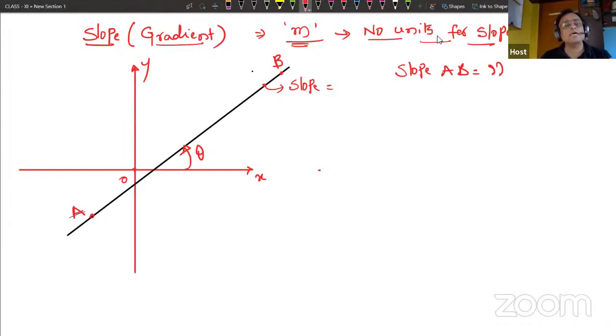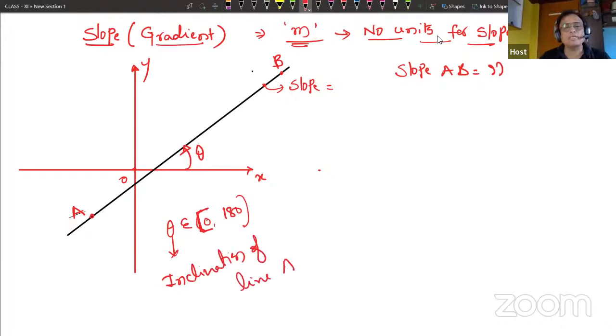Why? Because theta is the angle made by the line AB with the positive x-axis, measured in the positive direction. It is clearly visible, and it lies in the interval 0 to 180 degrees. Therefore, theta is known as the inclination of line AB. So, dear students, it is now confirmed: line AB has inclination theta.